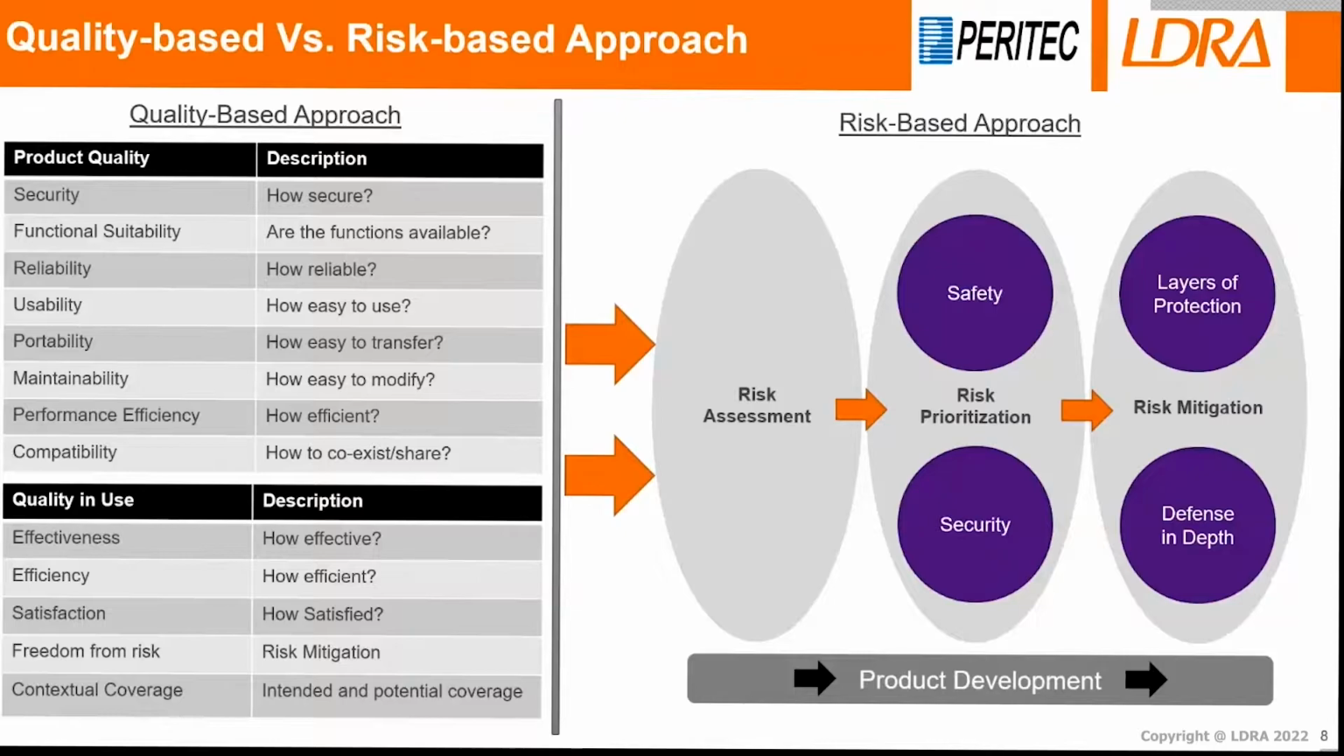What is the ease of usage, whether they can port it, modify it, how efficiently they can use it, and can it coexist with other systems in the ecosystem. And when it comes to quality in usage, the end users were looking at how effectively the product can be used, what is the efficiency, whether they are satisfied with the usage of the product, and is it free from any kind of risk which is directly related to people or environment. And also the contextual coverage, where intended and potential coverage for quality has been addressed.